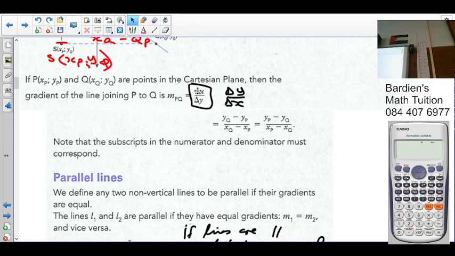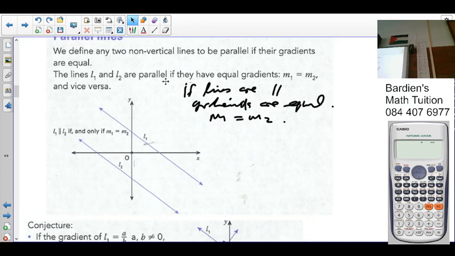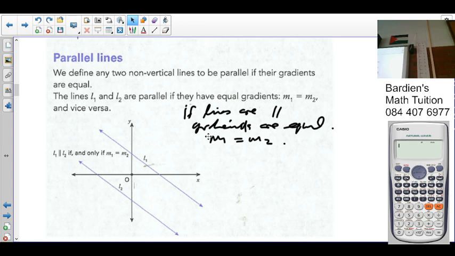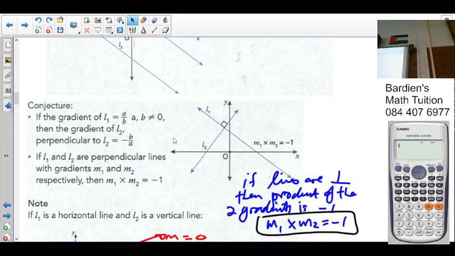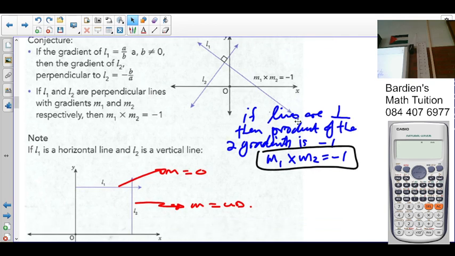Also here, we got a mistake, it's delta y over delta x. If lines are parallel, we made the note, gradients are equal. Then we came across this conjecture, which is the mathematical observation: if lines are perpendicular, then the product of the two gradients is negative 1. There's something else we must add there.